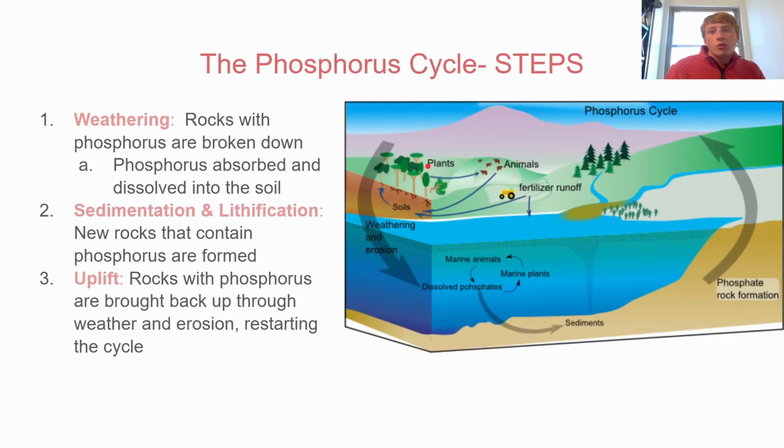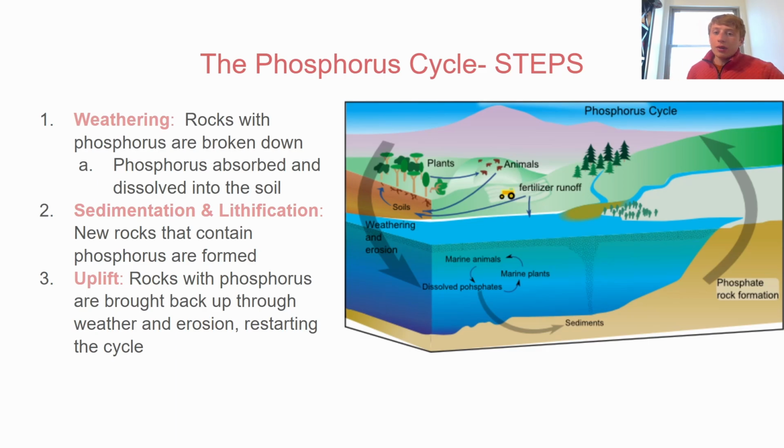The first step is going to be weathering. Rocks that have phosphorus in them are going to be broken down over time. That might be through erosion and weathering on land, or it might just be the phosphorus in the rock getting dissolved if that rock is thrown into the ocean.